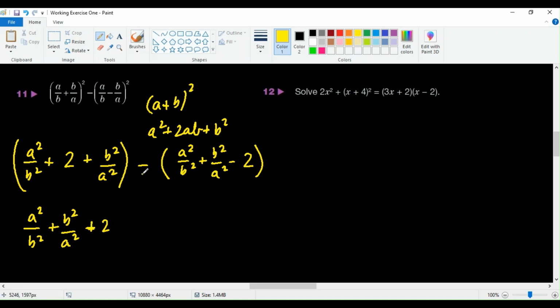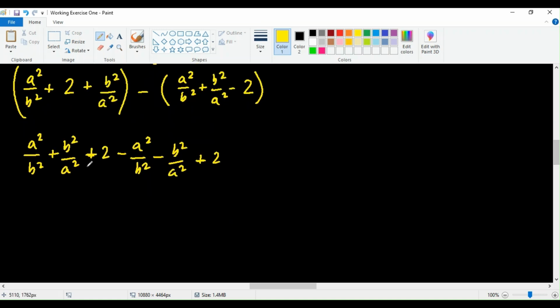And when this bracket is working with the minus sign, it's going to be minus a square over b square, and minus b square over a square, and this minus is going to be giving us a plus, so plus 2. So ultimately, as the final answer, this is going to be cancelled with this, and this will be cancelled with this. So plus 4 is going to be the final answer for this question.